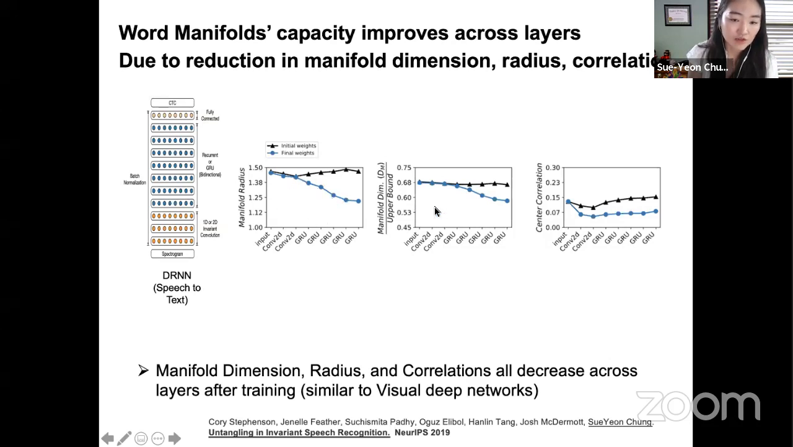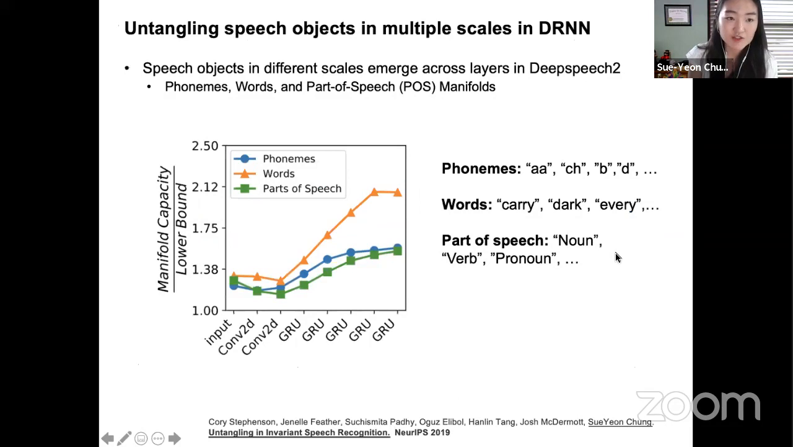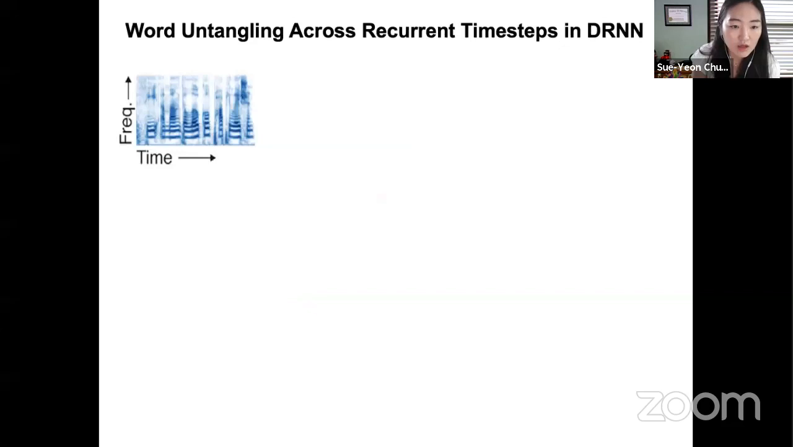How that's related to the geometry seems to be also very similar to vision. So the emergence of capacity seems to be due to the reduction in radius and dimension and center correlations. Interestingly, you can also probe the manifolds defined by phonemes and part of speech. They also seem to emerge in the same network as well.